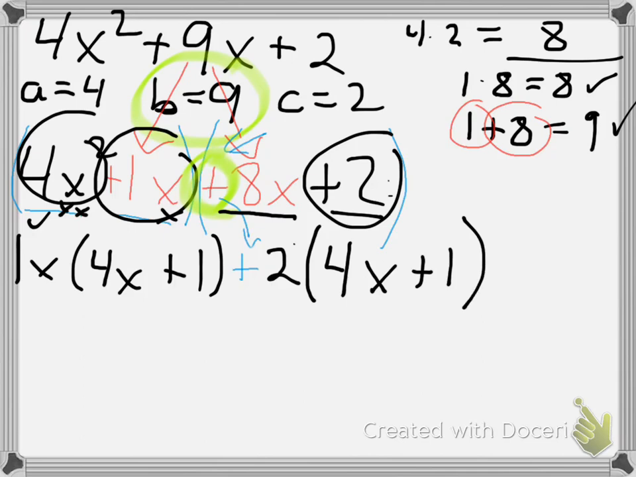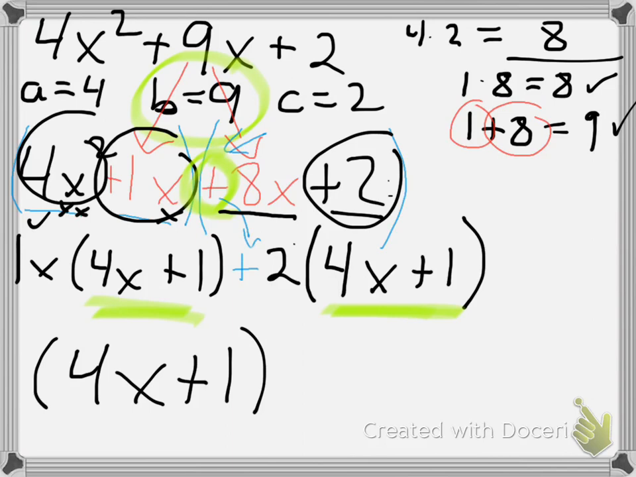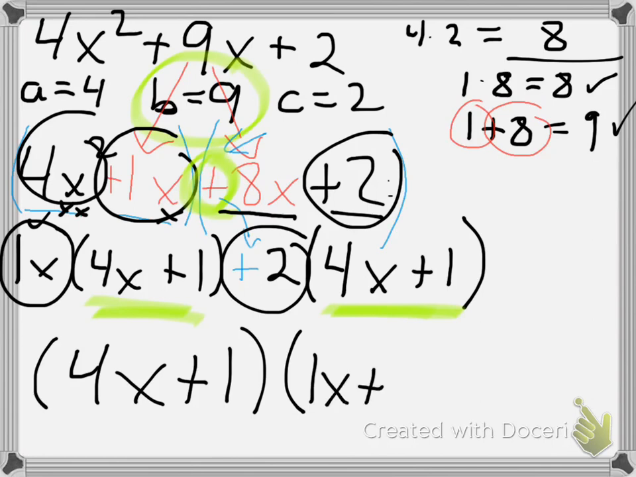Remember what I said? If you've done it right, if it's factorable this way, these and these will be the same if I've taken the greatest common factors out, and they are. So I'm going to write those down as my first set of answers, 4x plus 1. And then I have to look at my leftovers. That's left over and that's left over. So I'm going to write 1x plus 2.